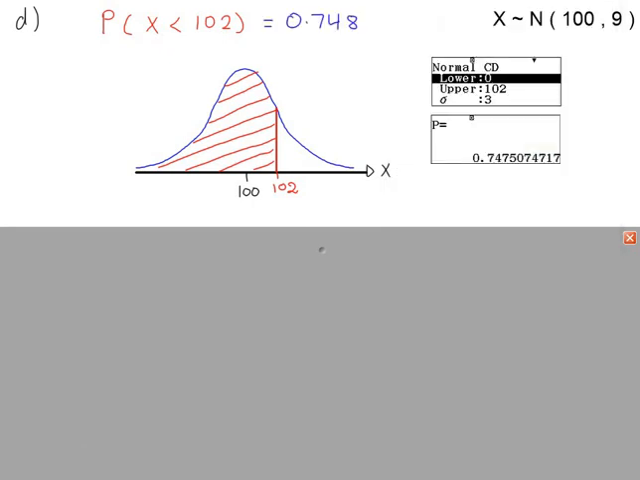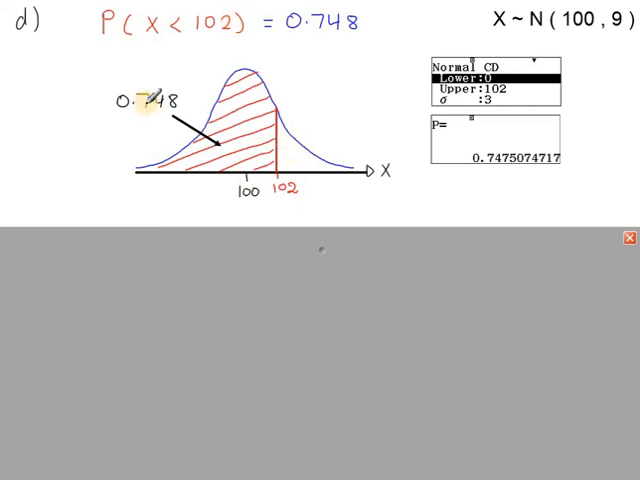So if the probability of this side is 0.748, if you want to work out the probability of this unshaded region here, remember all of this adds up to 1. So if you do 1 minus this value, and it's better to use the full value here than the rounded value, so 1 minus this will give you the probability on this side, which is the probability that a randomly chosen child has a height greater than 102 centimeters.